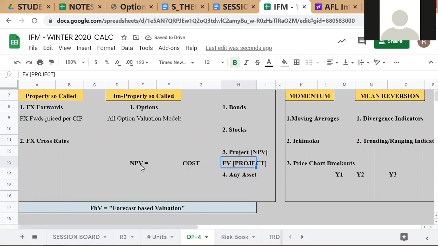Actually, the NPV is equal to, maybe we should put this on this side because instead of writing the cost as a minus, we will deduct the cost from the fair value. So we can take this here. In fact, we can say cost of the project. And remember, we said cost is equal to market price.